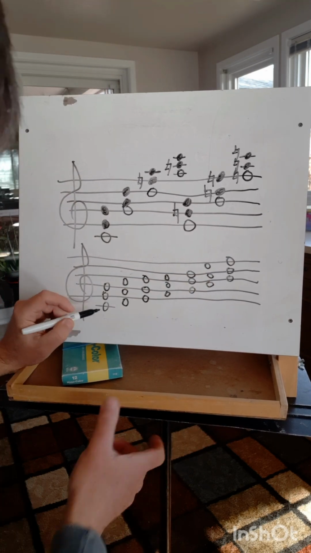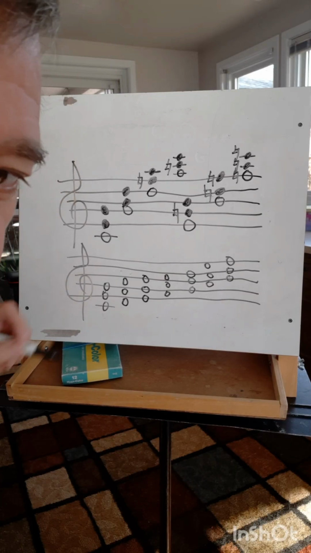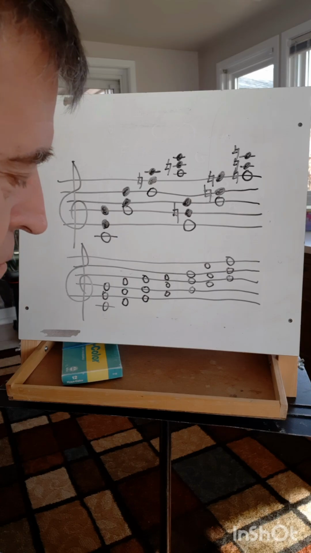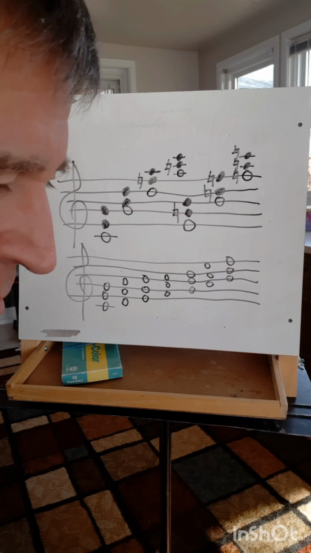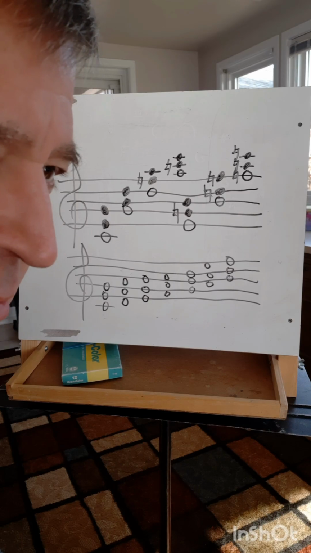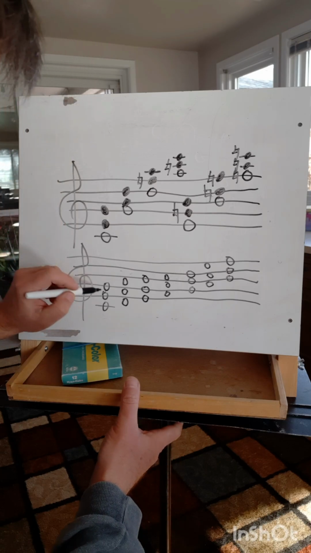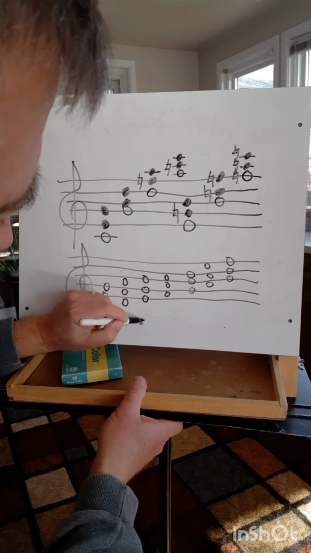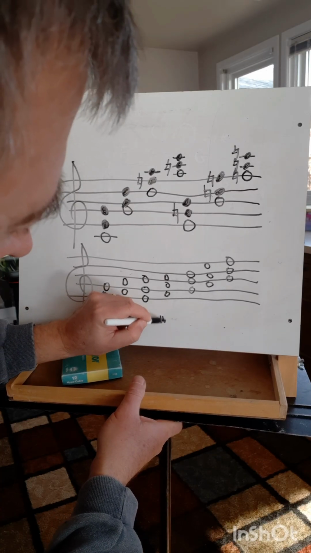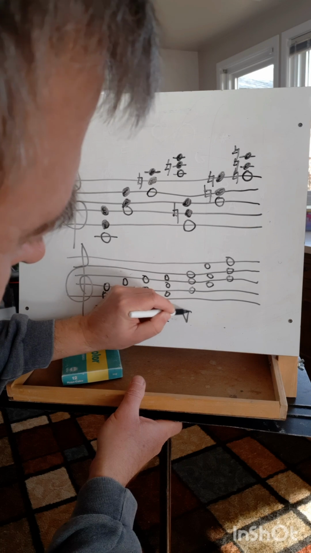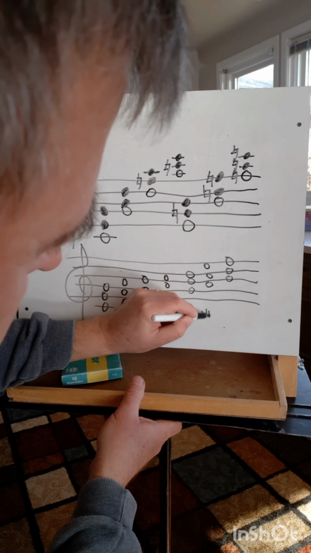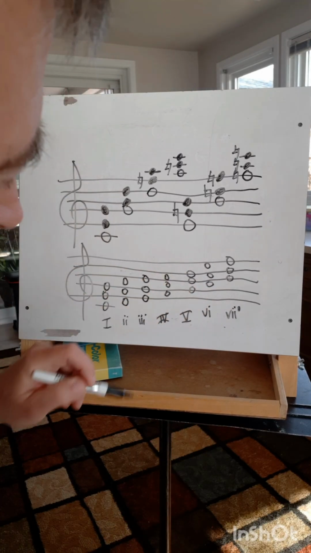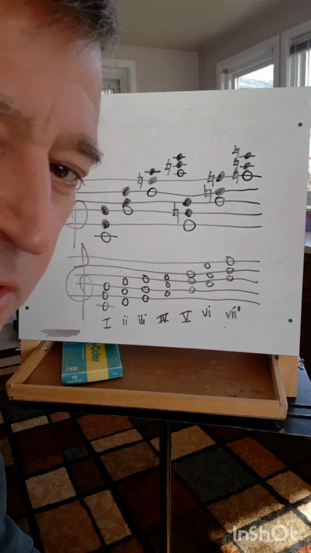All right, and in my notation, I use a capital Roman numeral to indicate major and a lowercase Roman numeral to indicate minor. So here's major 1, minor 2, minor 3, major 4, major 5, minor 6, diminished 7. Okay, and so in terms of the number system, that's what we're talking about.